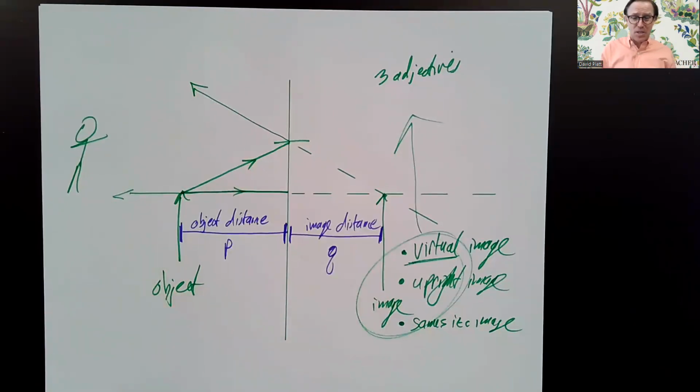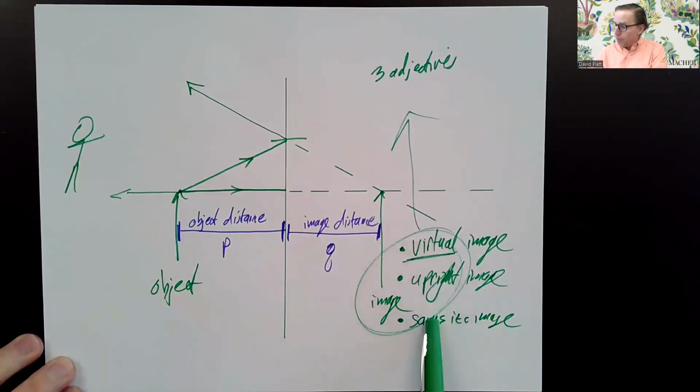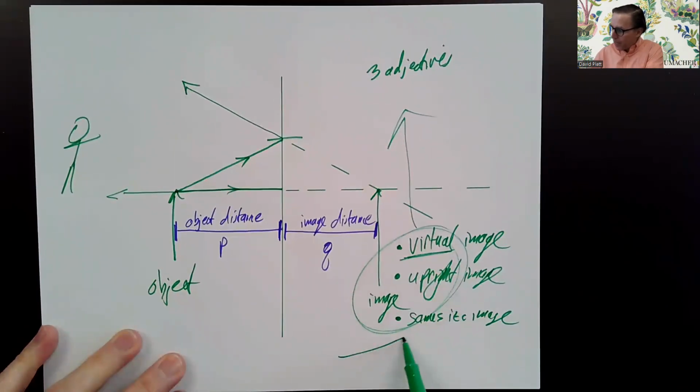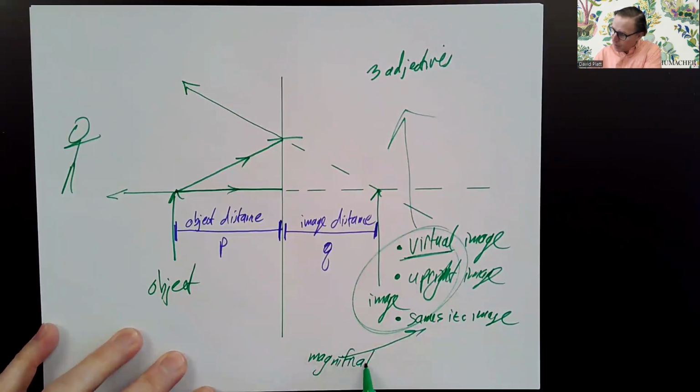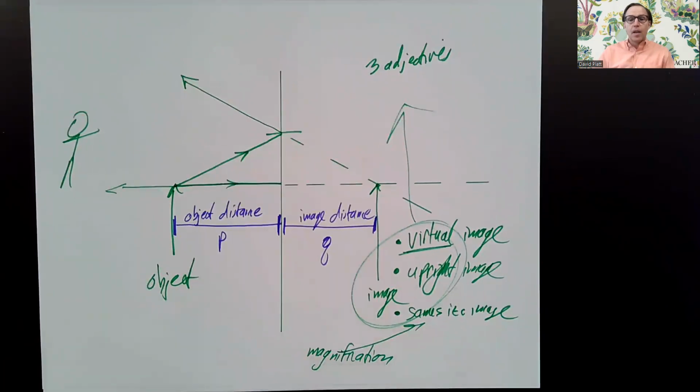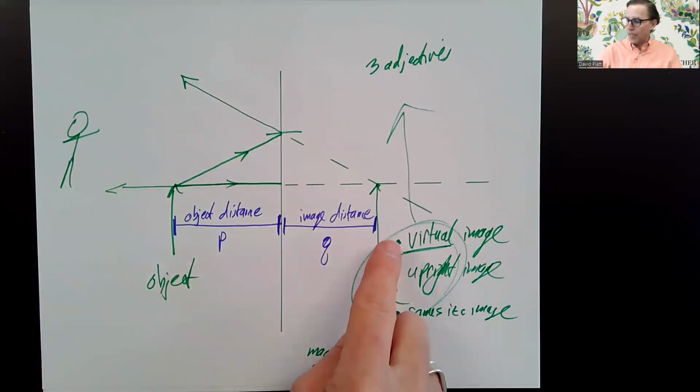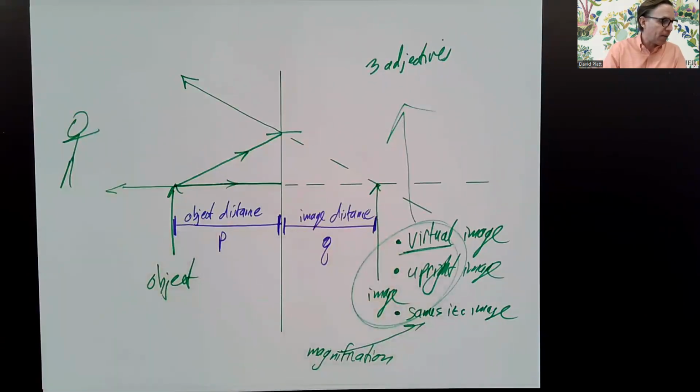Now that's been a lot of information. Maybe you've been pressing pause and writing it down. Maybe you want to rewind a little bit and write some of that down. But these 3 adjectives are very important. And this third one has to do with what we call the magnification. A magnification bigger in size than 1 means an enlarged image. A magnification smaller in size than 1 indicates a reduced image. And a magnification equal to 1 is a same size image, relating the size of the image to the size of the object.